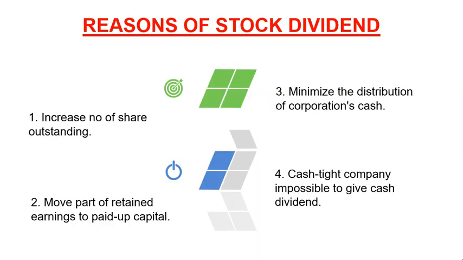This presentation will end with the reason for stock dividend. Why a company declares stock dividend? This is because when they declare the stock dividend, they will increase the number of shares outstanding. And when they do so, they may also move part of the retained earning to the paid up capital. And stock dividend may also minimize the distribution of corporate cash to the existing shareholder. And for some cash tight companies, it is quite impossible for them to give cash dividend. Therefore, stock dividend is a good option for them. With this I end this presentation.